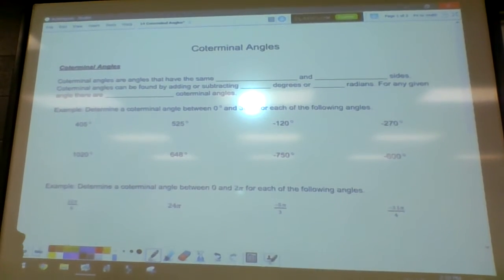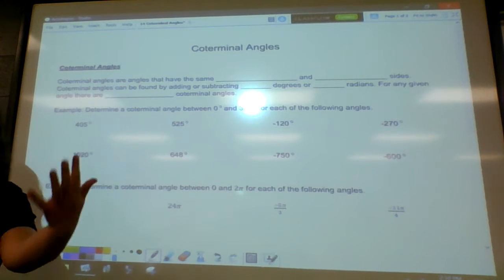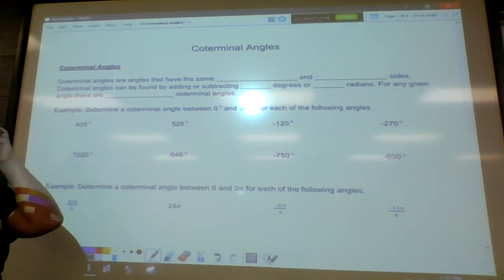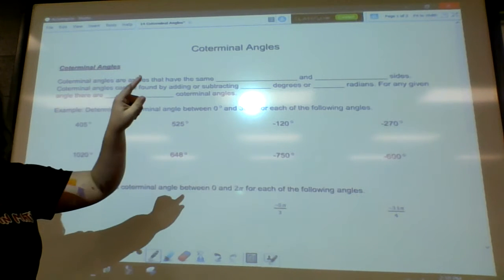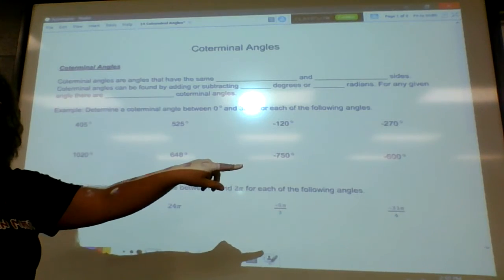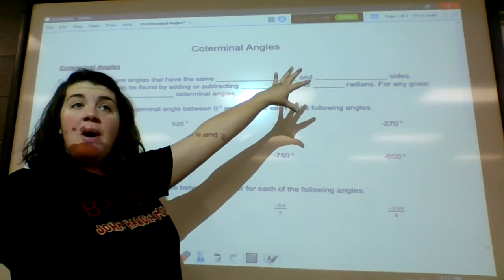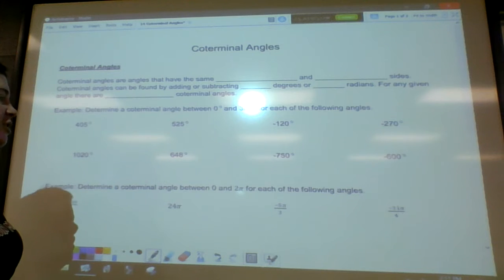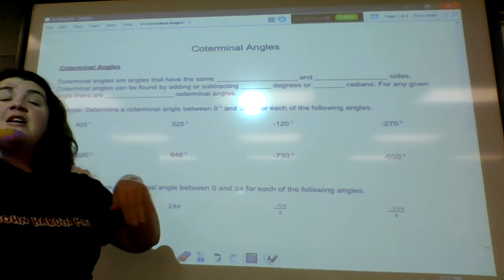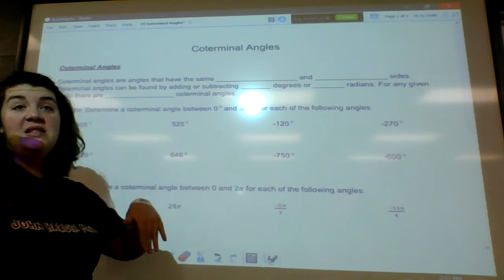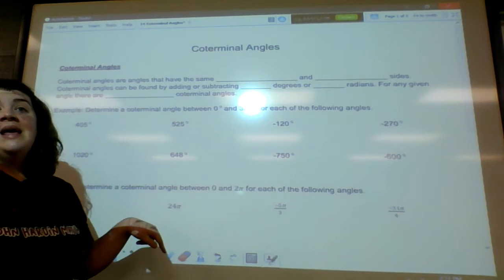Perfect. So coterminal angles are going to be very similar in nature to our reference angles. The reference angles, though, if you notice, whenever we were working with our reference angles, we were looking at one of the other three quadrants, right? And we were referencing everything back to the first quadrant. Well, coterminal angles are going to be angles that are bigger than 360, or maybe they're smaller than 0. And by smaller than 0, we're saying, hey, they go into the negatives.